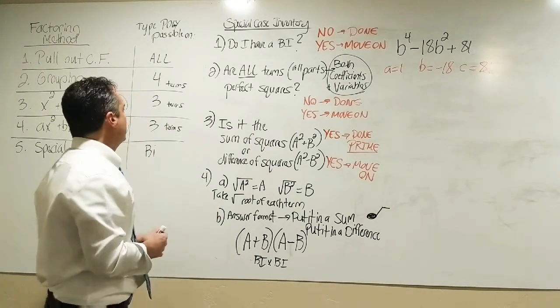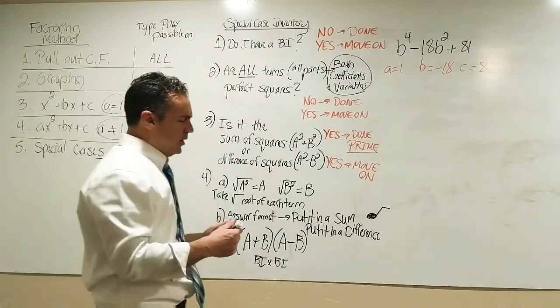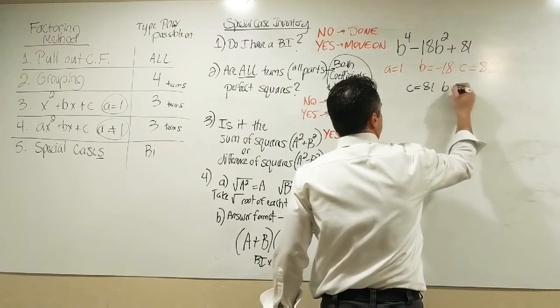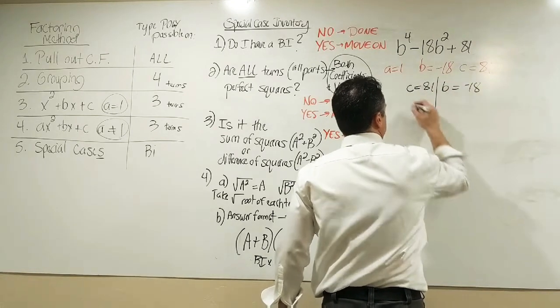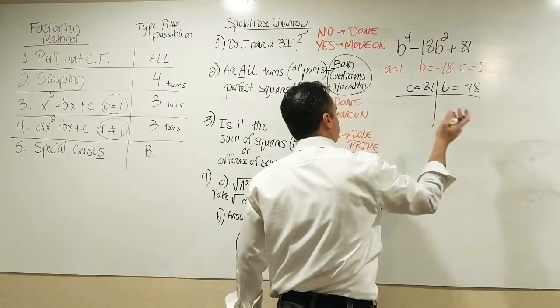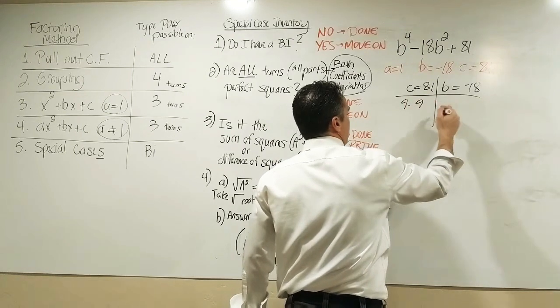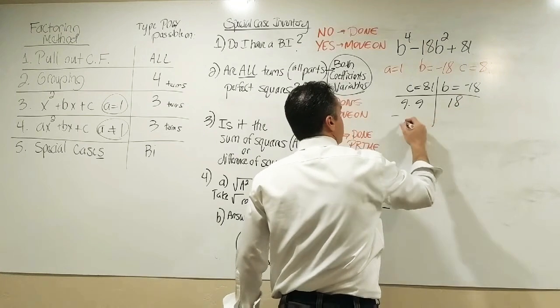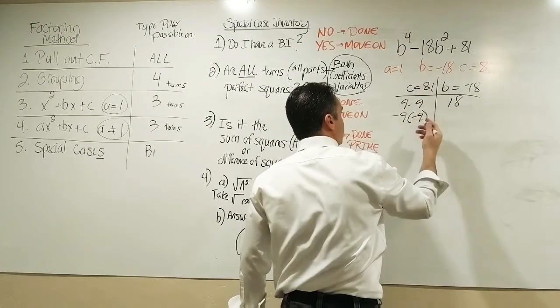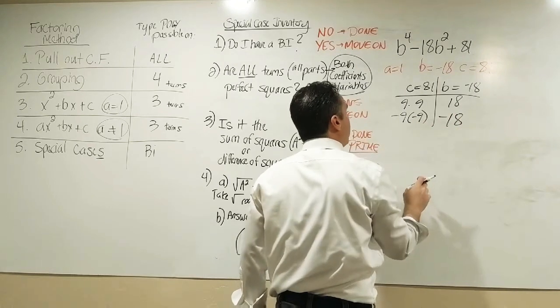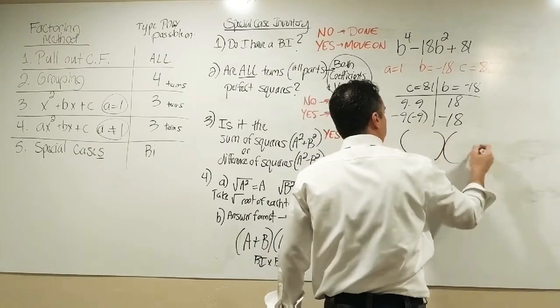If a equals 1, we're using method 3. And we learned that we're going to make a chart here of c equals 81 and b equals negative 18. So we want to find two things that multiply together to make 81, and when added together make negative 18. We know 9 and 9 make 81, but they make positive 18. Negative 9 and negative 9 will make positive 81, but when added together will indeed make negative 18. There's our magic pair.